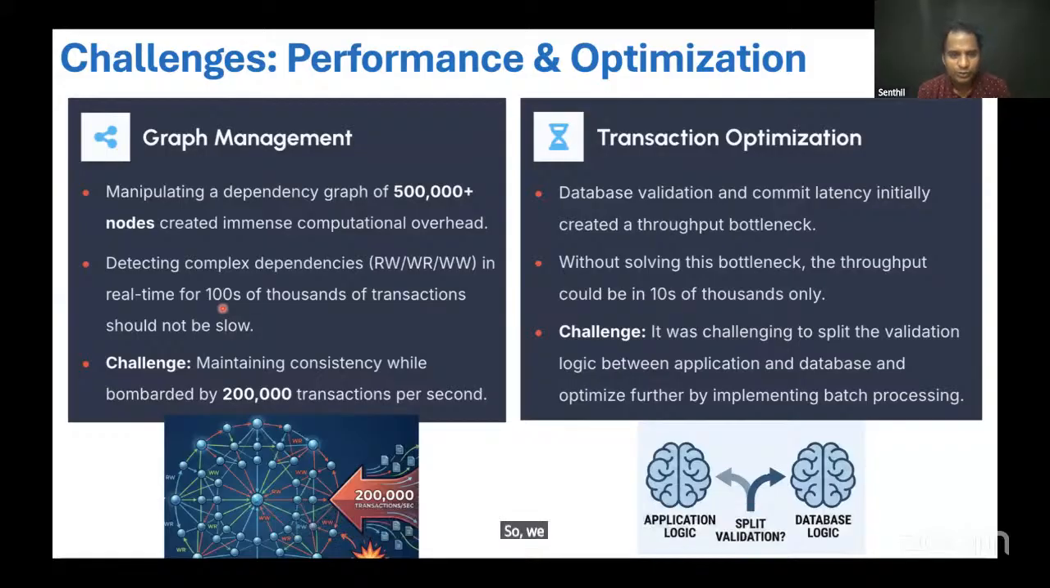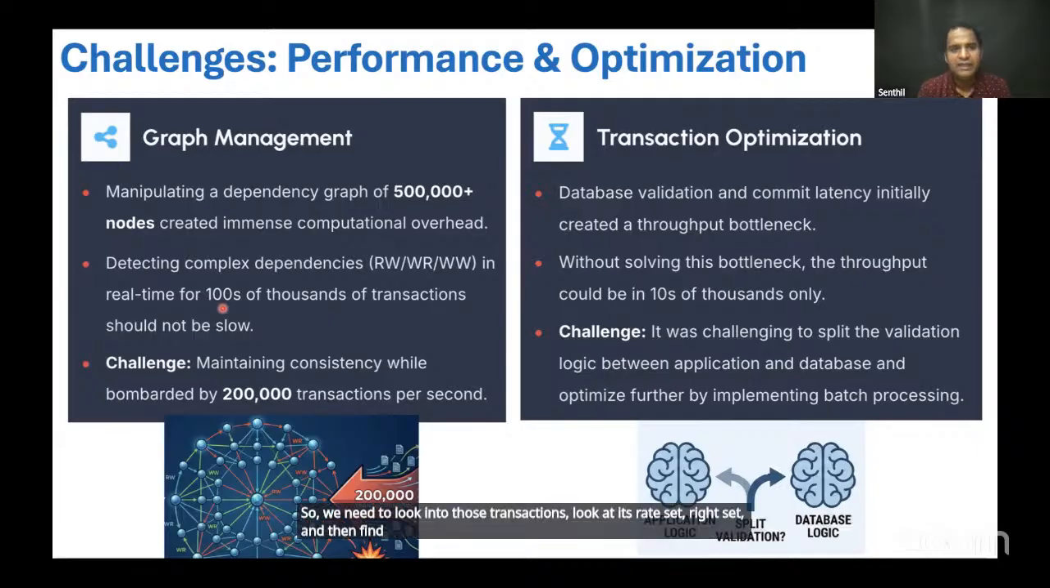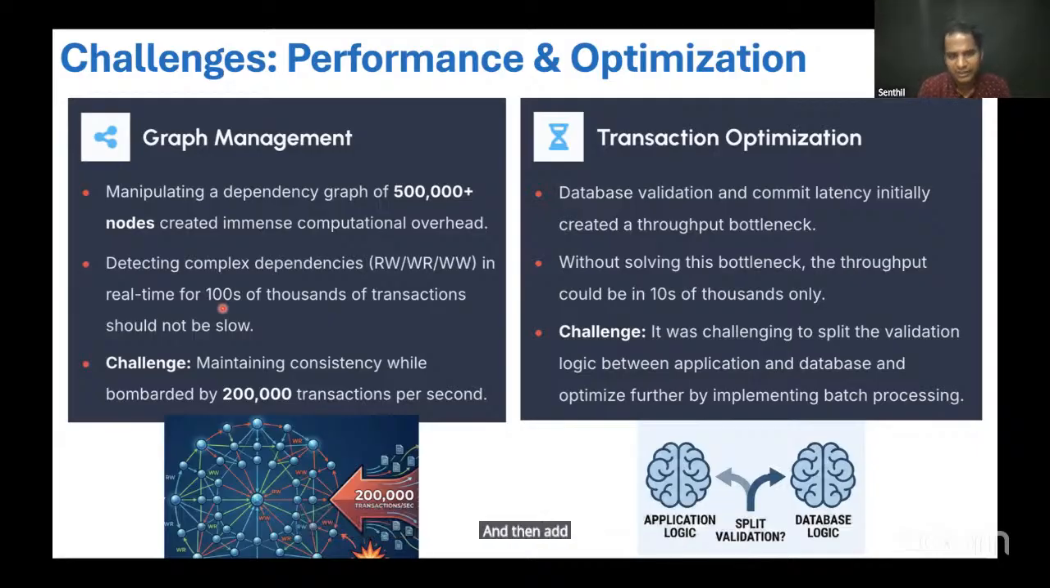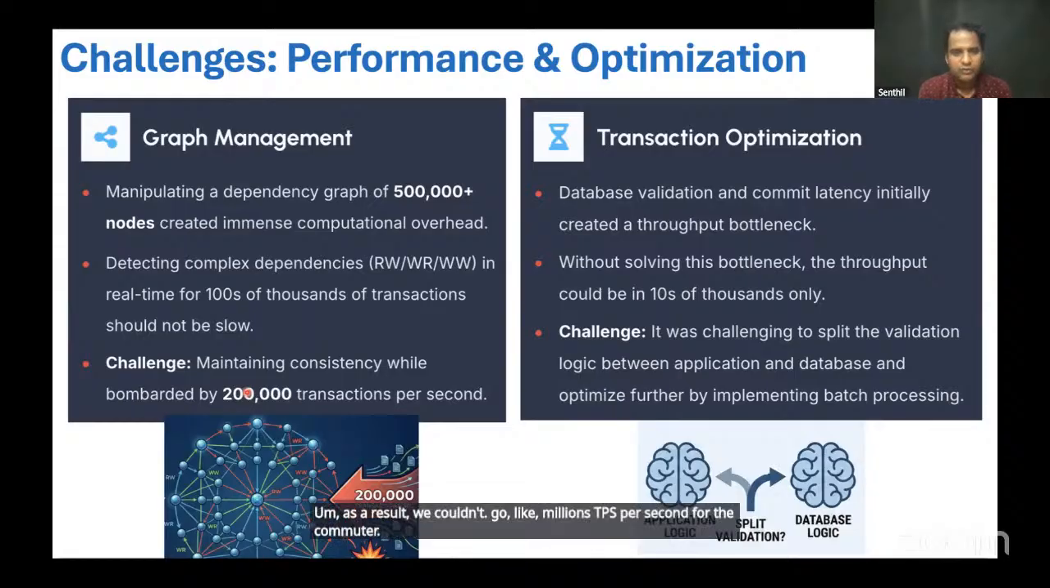So we need to look into those transactions, look at its read set, write set, and then find the dependency, and then add those transactions to the dependency graph. That was quite challenging to achieve, and it took quite some time. Currently, this dependency graph is able to provide almost 200,000 TPS. And this is also one of the bottlenecks that we have. As a result, we couldn't go to millions of TPS for the committer. So we are continuing to work on it and improve it further.